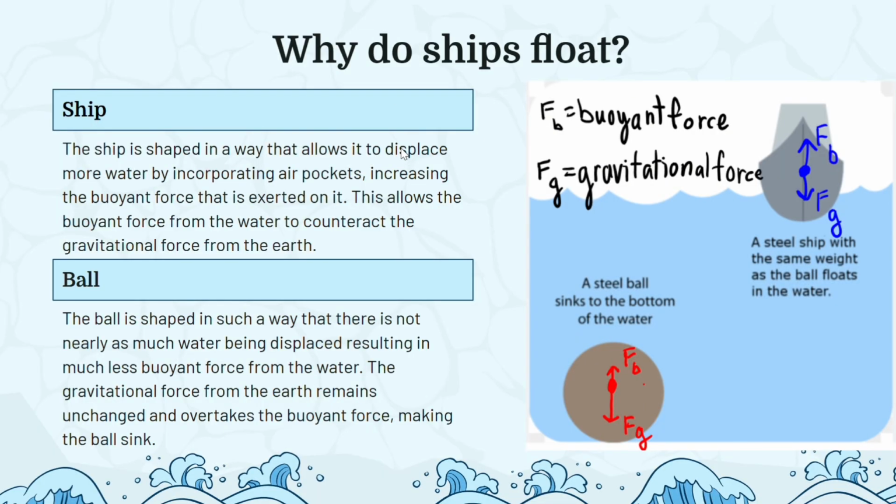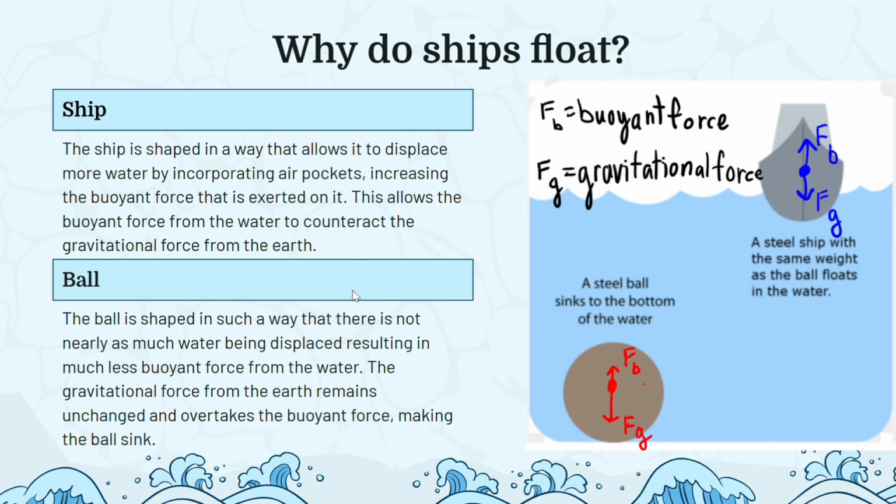So why do ships float? Well, as you saw in the video, my boat didn't float, but usually ships float, right? So the ship is shaped in a way that allows it to displace more water by incorporating air pockets, increasing the buoyant force that is exerted on it. This allows the buoyant force from the water to counteract the gravitational force from the earth.